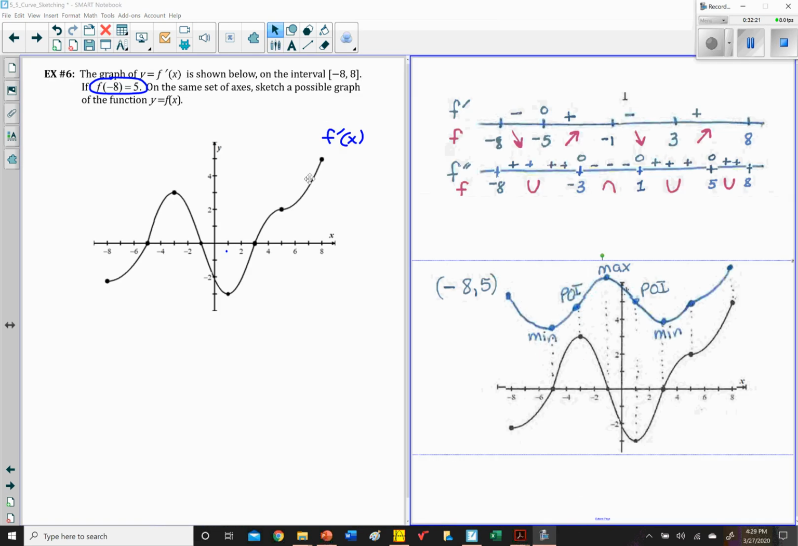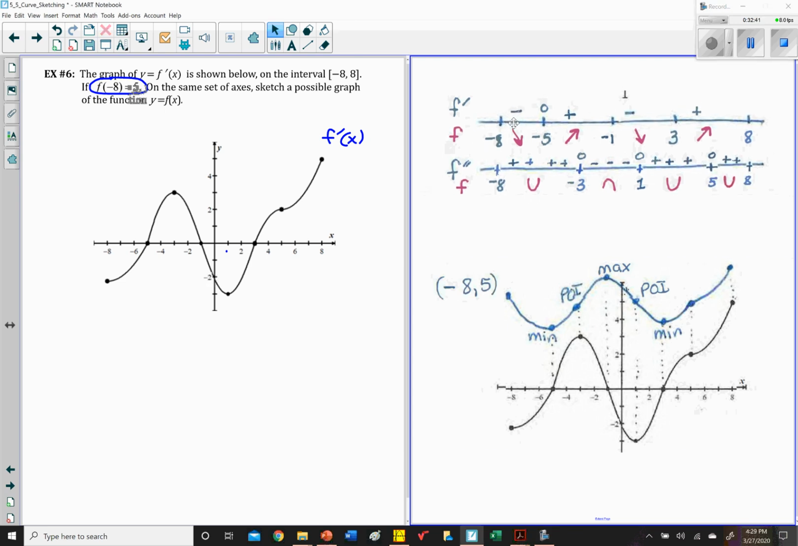So here on this next page, you can see my sign chart. I'm reading the derivative graph. It's negative, or below the axis, right there between -8 and 5, then above the axis, and then below the axis and above the axis. All of that behavior translates to function behavior. The function's decreasing, increasing, decreasing, increasing.